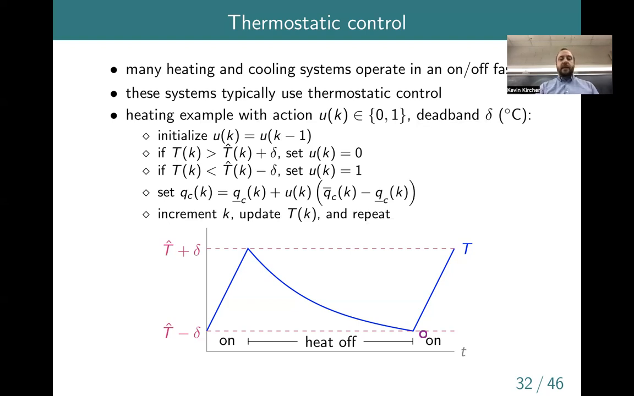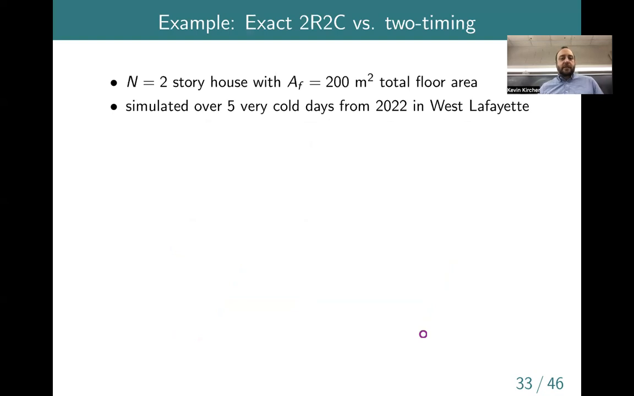Okay, so that is thermostatic control. Again, a super common algorithm for thermal systems. So I'm going to show an example here, and I'm basically going to be comparing the 2R2C model, the full model that we described, with the 1R1C models that we got from the two timing approximations. So I'm looking at a two-story house with a floor area of about 200 square meters. This is a very typical setup for a normal-ish American single-family house.